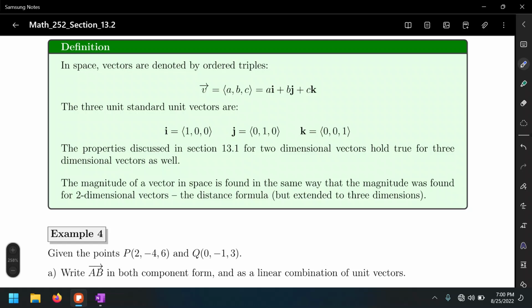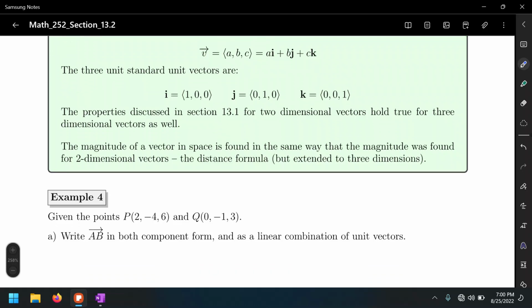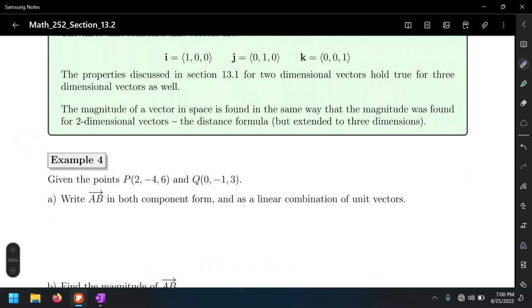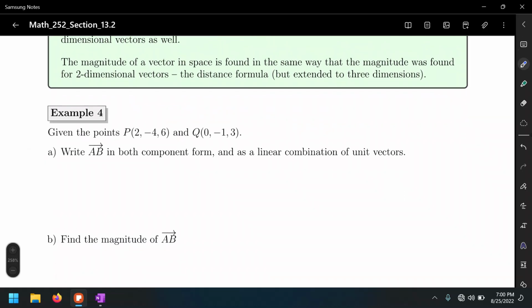The properties are exactly the same. The distances are the same. The calculations are the same. We just do it three times: once for the x component, the second for the y component, and third for the z component.